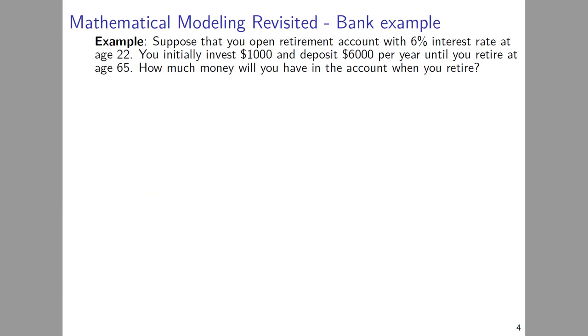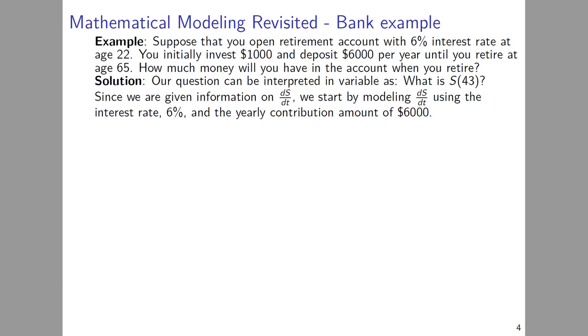Suppose that you open a retirement account with 6% interest rate at age 22. You initially invest $1,000 and then deposit $6,000 per year until you retire at age 65. How much money will you have in the account when you retire? In terms of the variables we defined before, our question is, what is S of 43?